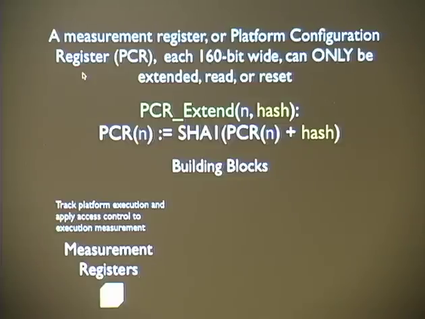Basically, let me elaborate a little bit on that. We have this extend function. When you extend to it, you're hashing; it's kind of like a rolling hash, if you will. Any time you're executing code, you can extend that code to the PCR. So you can imagine as your machine boots up and you're carrying through this process of execution, you can extend to the PCRs, and that kind of tracks the path your machine's taking.